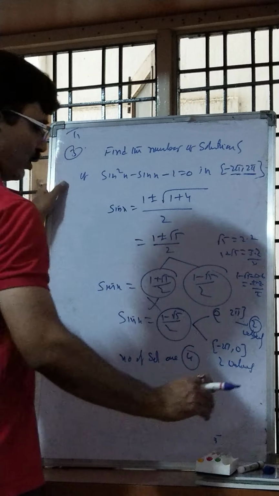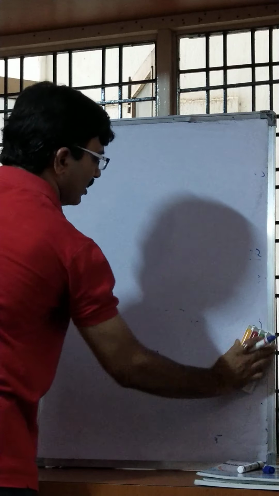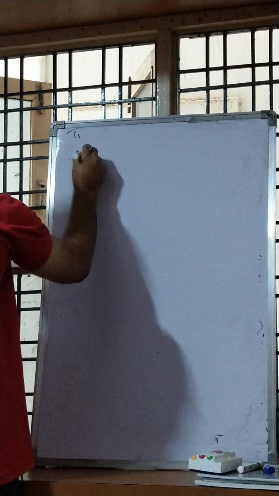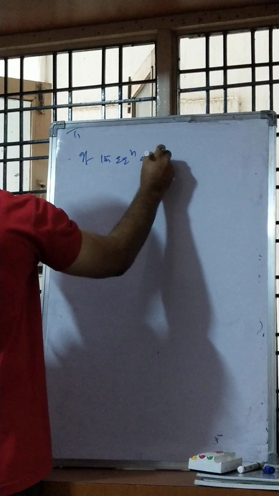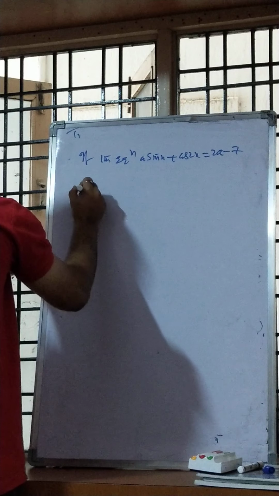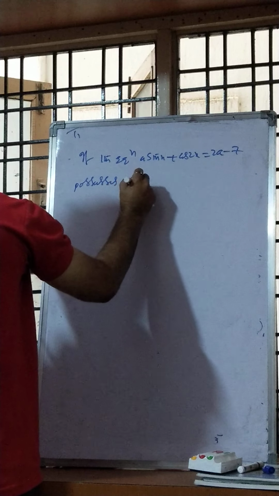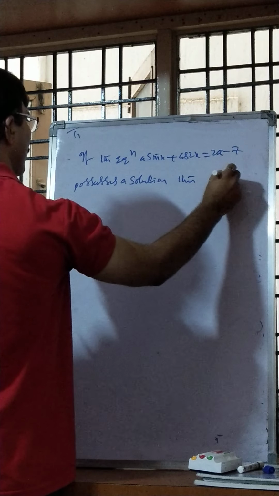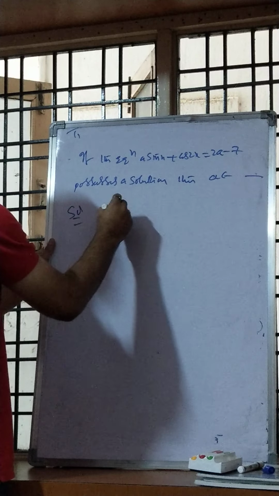Right, this is the third problem in type 1, and the fourth one also is in type 1. Let us do one more. This problem is really good. The equation, see Nana, a sin x plus cos 2x is equal to 2a minus 7 possesses a solution. What is said here? Possesses a solution. Then a belongs to dash. Possesses a solution means this equation has some roots, some values.